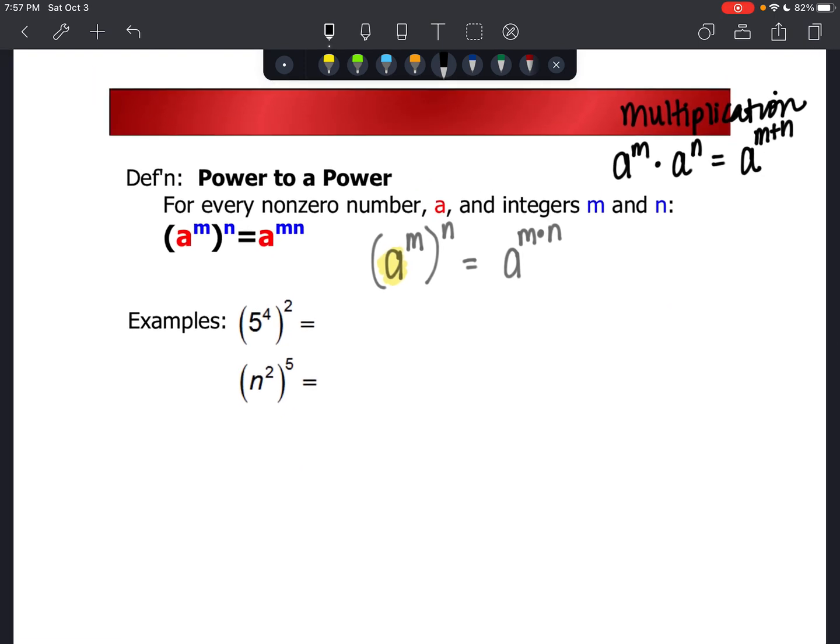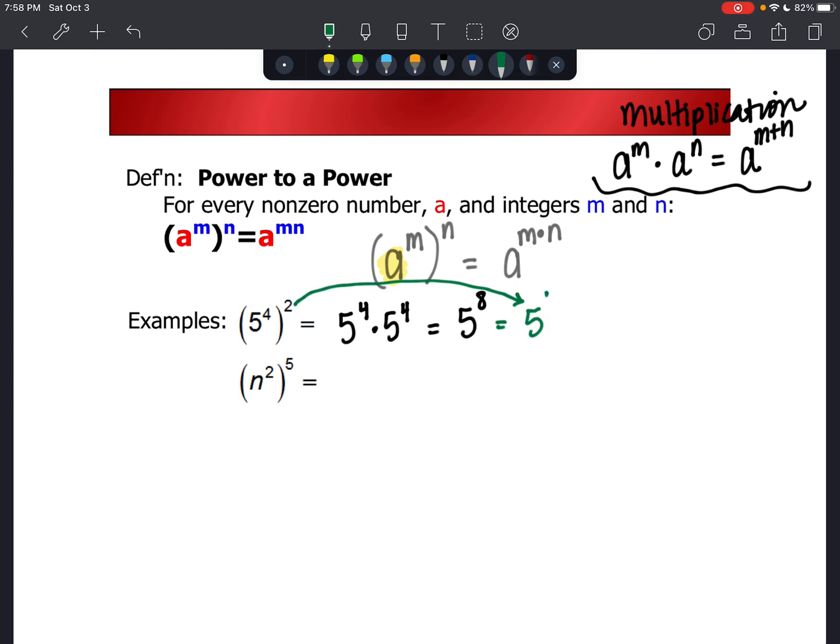So 5 to the 4th raised to the 2nd power. That's the same thing as 5 to the 4th times 5 to the 4th. And we know that you keep the base and you add the exponents. So this is using the multiplication property right here. However, I could shortcut this and I could go straight to 5 to the 4 times 2, which would be 5 to the 8th power. And that's using our power to a power rule.